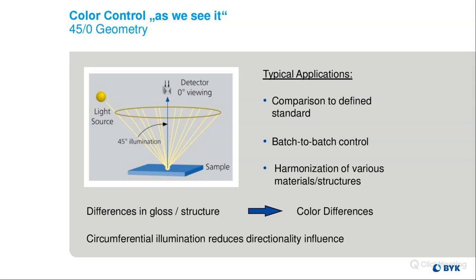And so typical applications with this is a comparison to a defined standard. So say we have a sample and we want to compare it to what our standard is. We're going to use this 45-0 because it's going to give us the end result of that exact value that we're going to be able to perceive. It's also used for batch-to-batch control and harmonization of various materials and structures. And again, a difference in gloss and structure is going to equal a color difference, and this 45-0 geometry is going to be the right geometry to use in order to figure out what that color difference is.